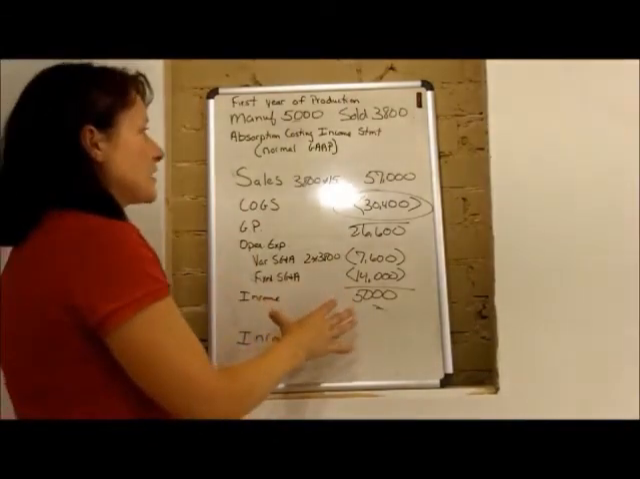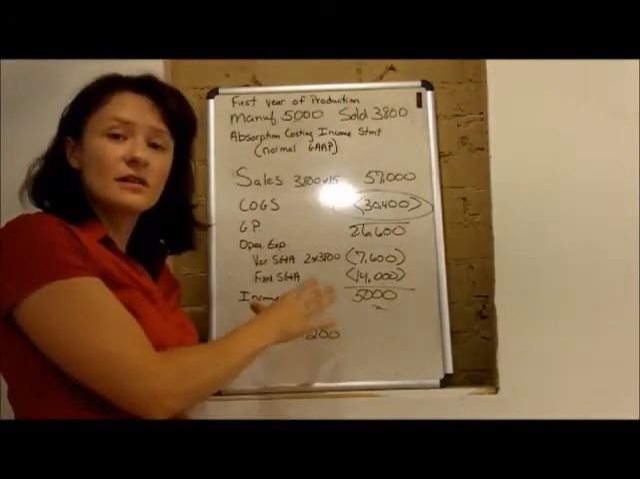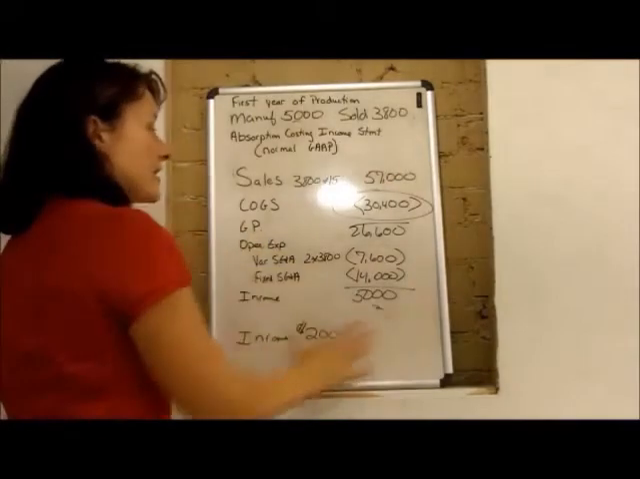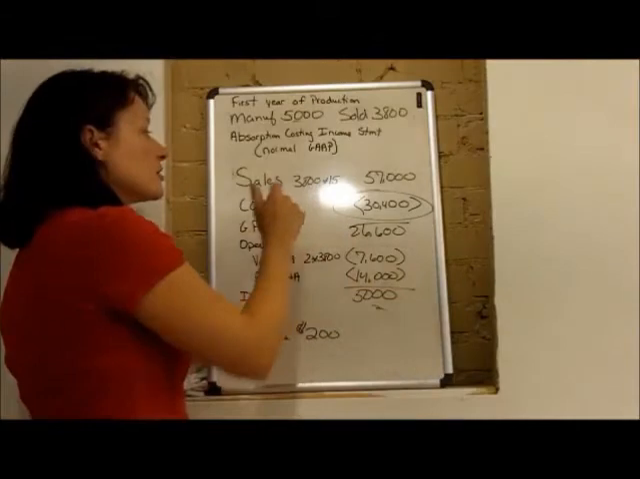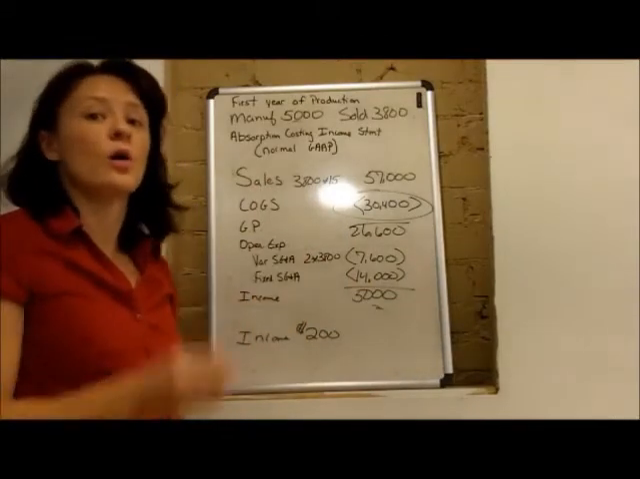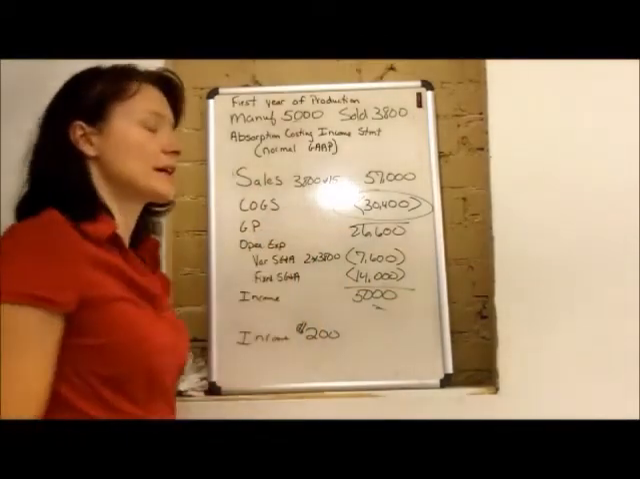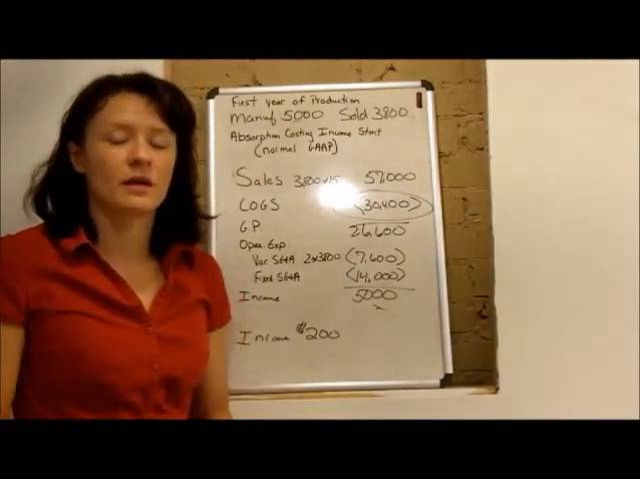So absorption costing. It's for external accounting purposes. We have an income statement such as this. GAAP rules require us to only recognize production costs when the units are sold. And we recognize them as cost of goods sold.